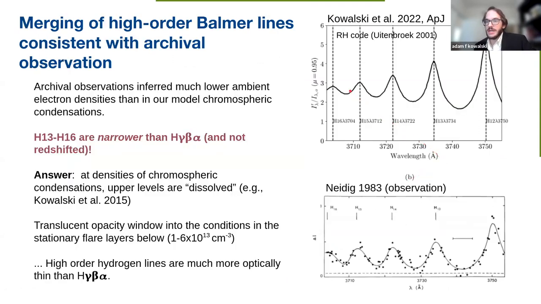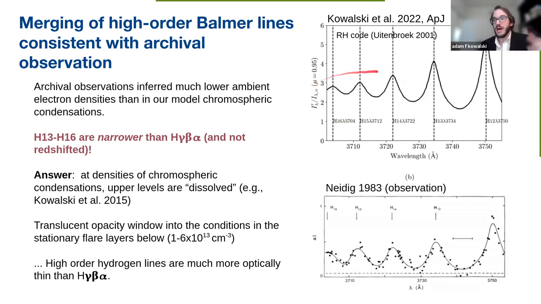We can look at the higher series members, which are expected to broaden more dramatically. And they're also more optically thin. So you won't have these opacity broadening or optical depth broadening effects. But when we look at the predictions for how the higher order Balmer lines merge into a pseudocontinuum, we find that actually they're narrower than the H gamma and H alpha line, and moreover, there is no redshift. So this is pretty surprising, but there is an explanation for this, and that is that the chromospheric condensation in this model is so dense that non-ideal effects come into play.